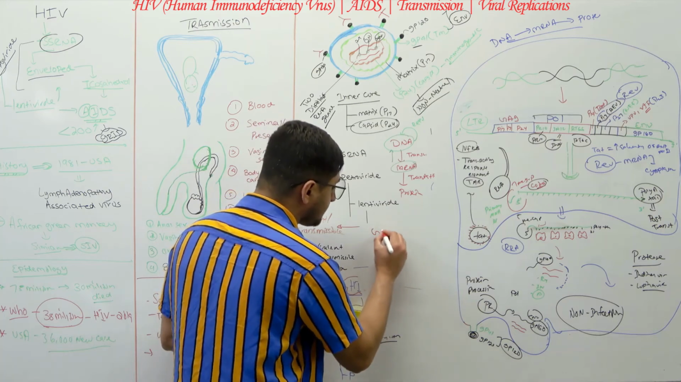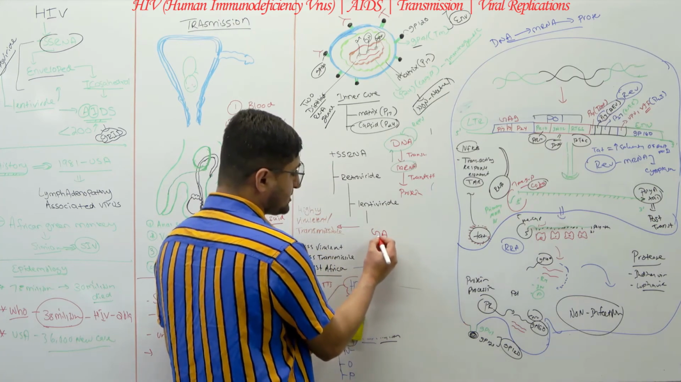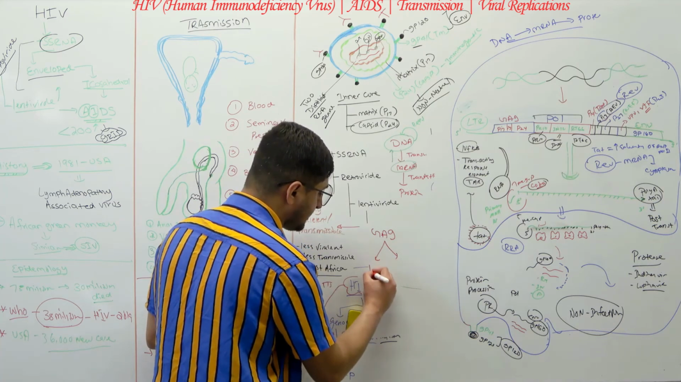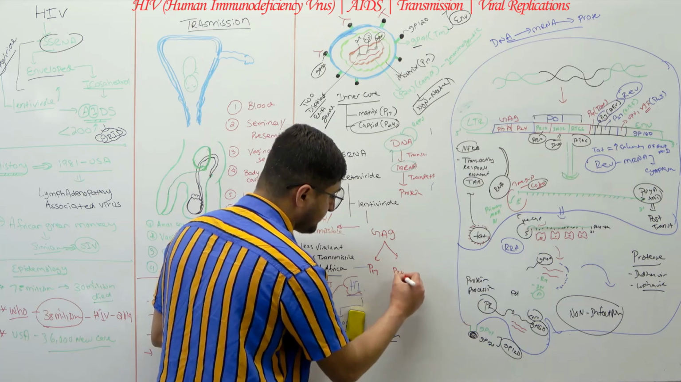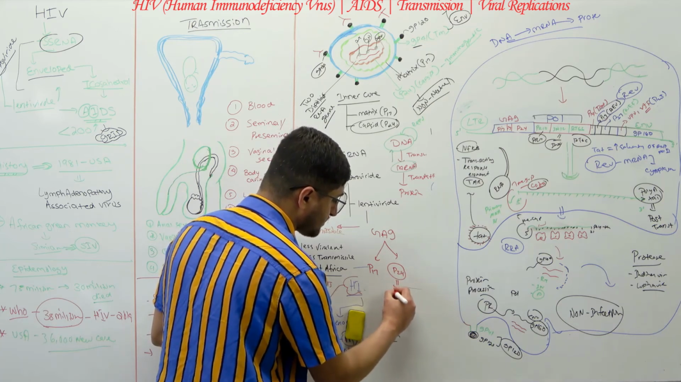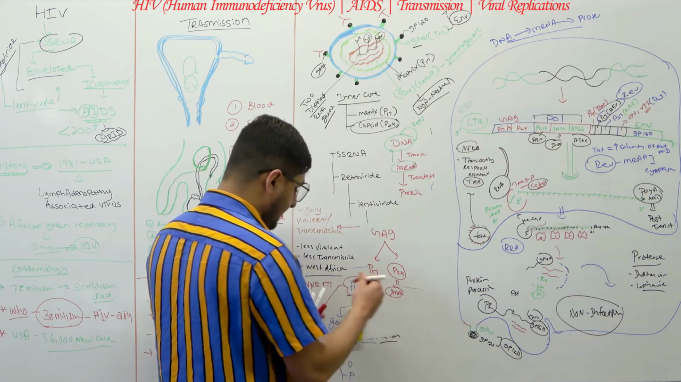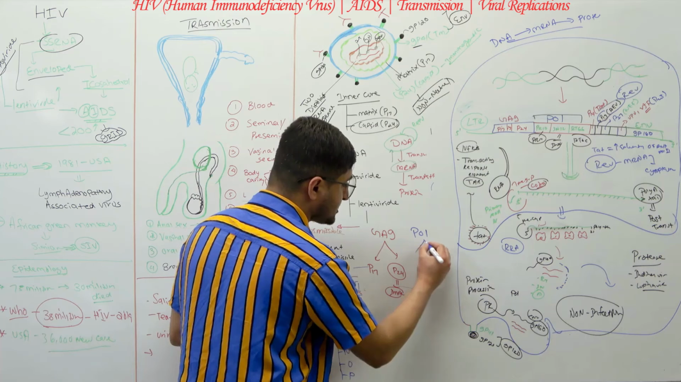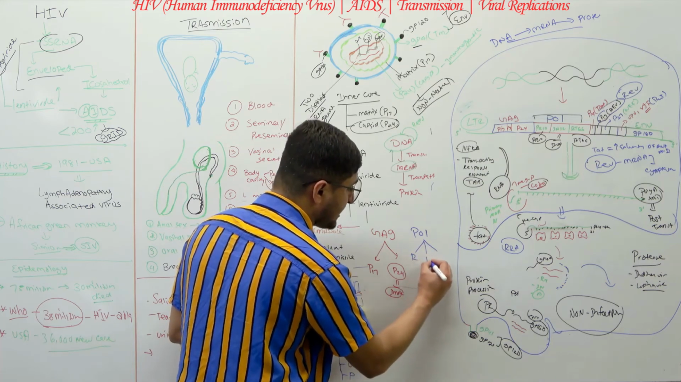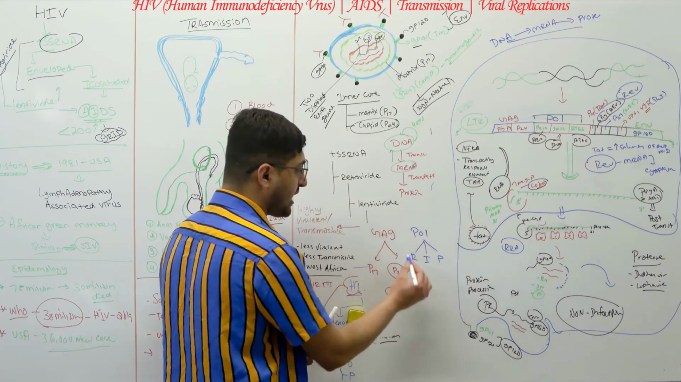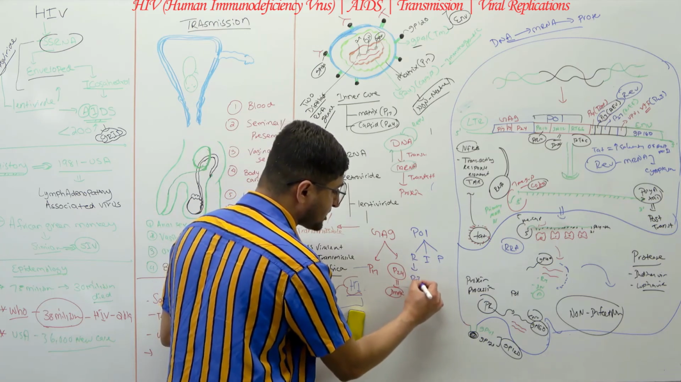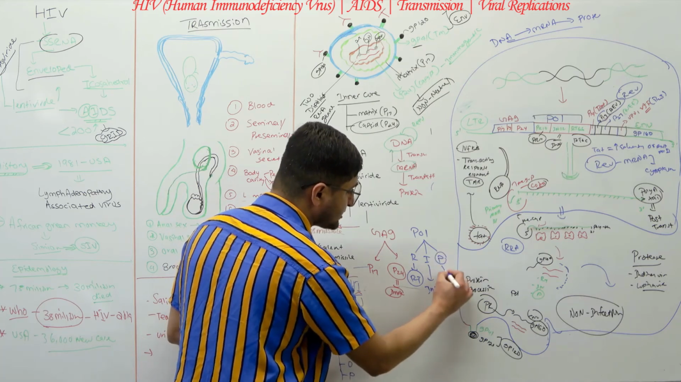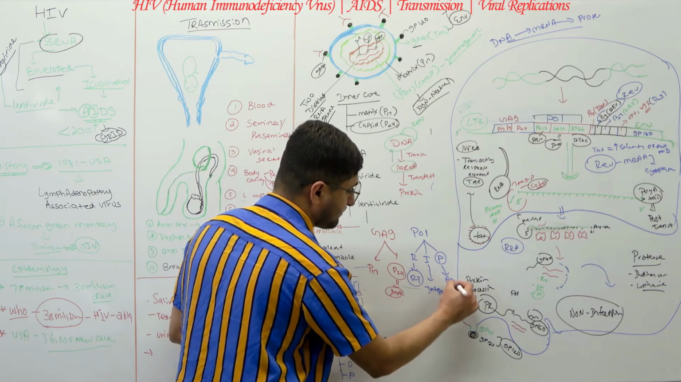If you're talking about this, these are the group-specific antigens, the gag gene. It is very important for synthesizing P17 and P24. P24 is immunogenic, you can remember this. And whenever you talk about the pol gene, the polymerase gene, it synthesizes 3 proteins. You can remember it as RIP: reverse transcriptase, integrase, and protease, which is an aspartate protease.